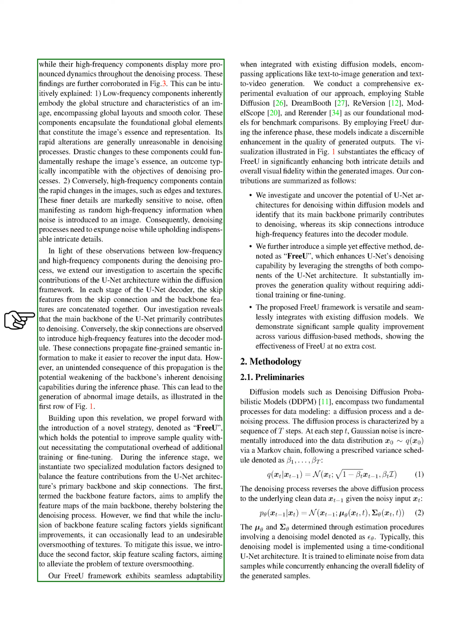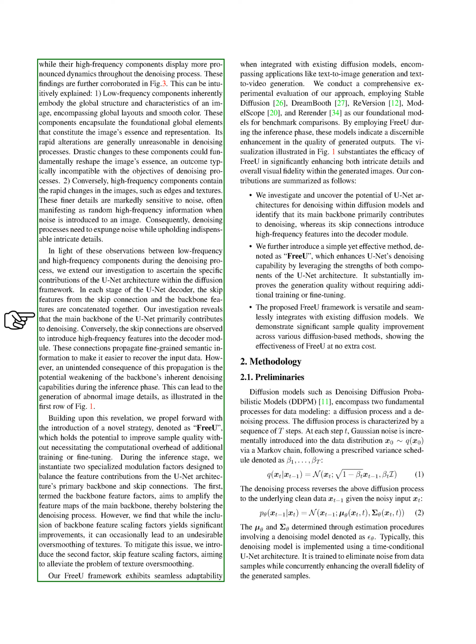We also investigate the specific contributions of the U-net architecture within the diffusion framework. We find that the main backbone of the U-net primarily contributes to denoising, while the skip connections introduce high-frequency features into the decoder module. These connections help recover the input data, but they can also weaken the backbone's denoising capabilities during the inference phase, leading to the generation of abnormal image details. To address this, we introduce a new strategy called FreeU. This strategy uses two modulation factors to balance the feature contributions from the U-net architecture's main backbone and skip connections.